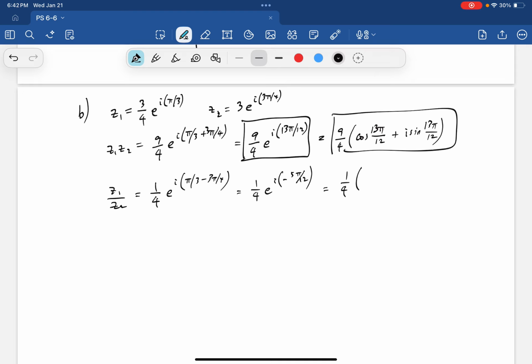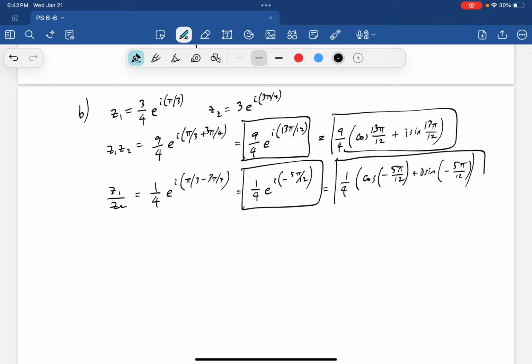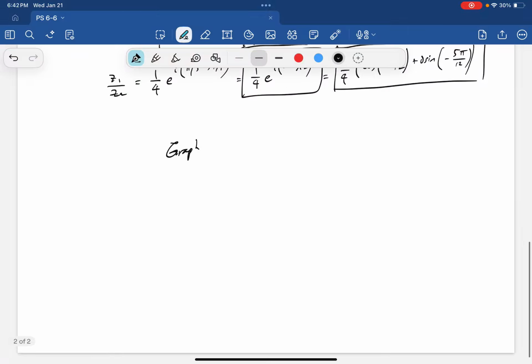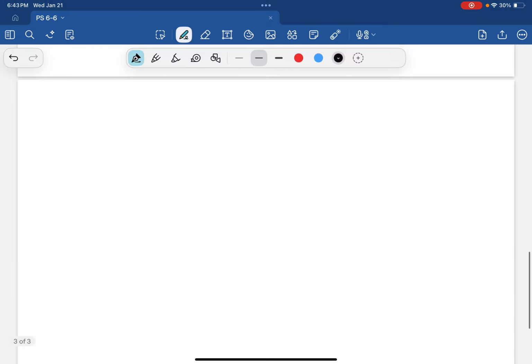So in trigonometric form, both are acceptable. And then the graph is pretty straightforward. I'm not going to show it because I don't feel like it.